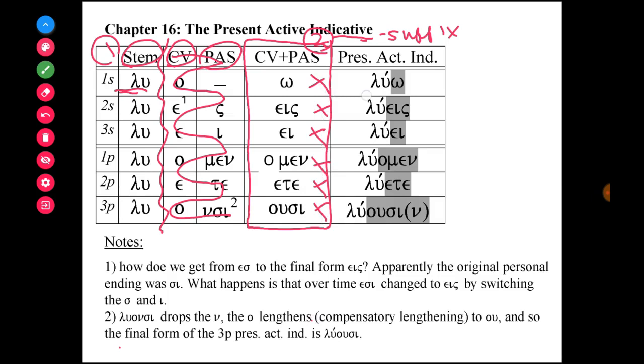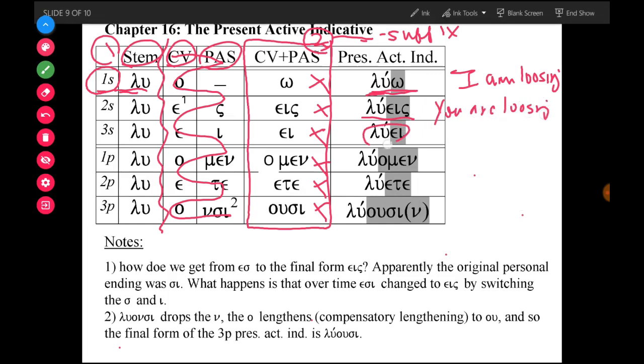So if you take the stem lu, combine it with o, and this is the first person singular present active indicative suffix, luo is how I say I am loosing. And lueis is how I say you are loosing. And luei is how I say he, she, or it is loosing.